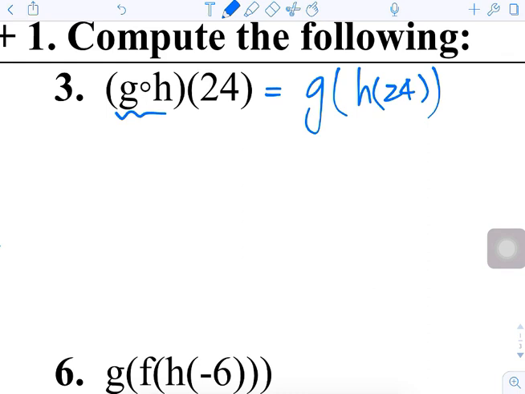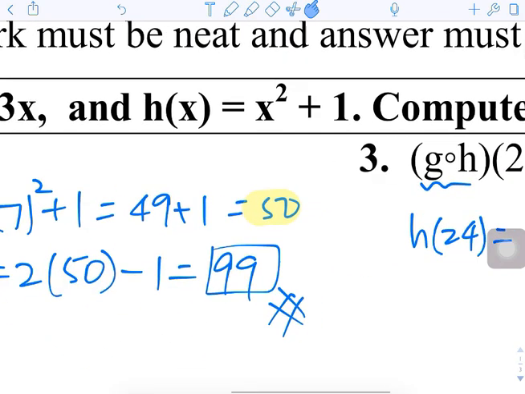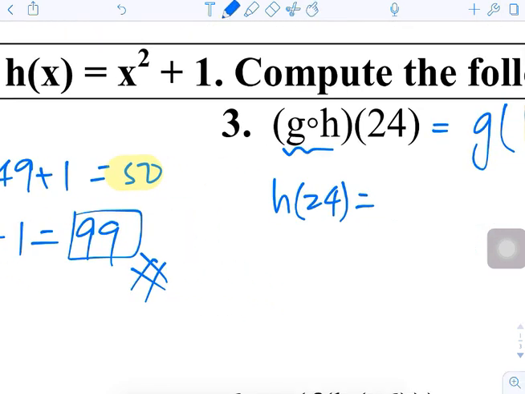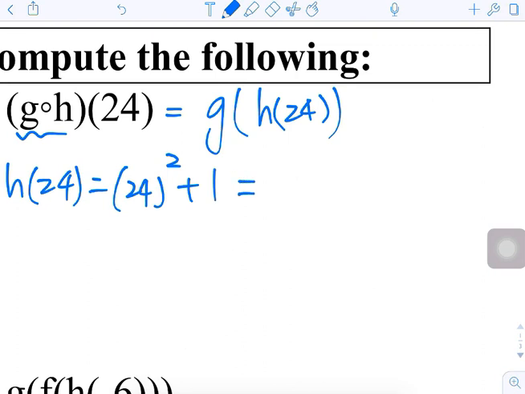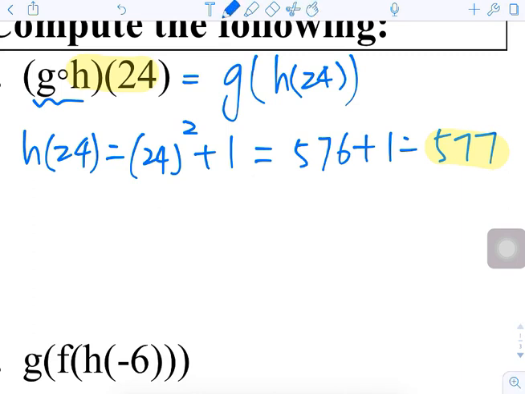Okay, now, as we can see, we have h inside. So that means I have to plug 24 into h, which is that function. So let me write down 24 squared plus 1. You probably have a calculator with you. If you don't, that's okay. 24 squared is 576 plus 1, which is 577. So that will be now the inside new function, essentially. Now all I need to do is the g part. So it's now g of 577.